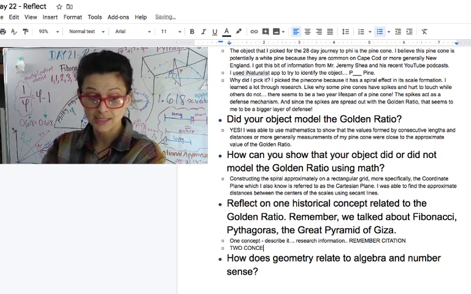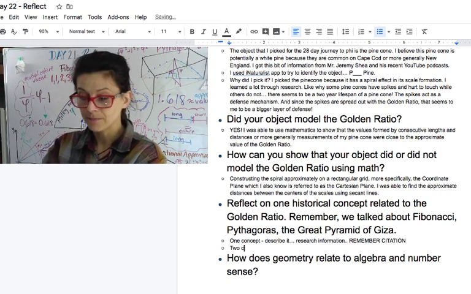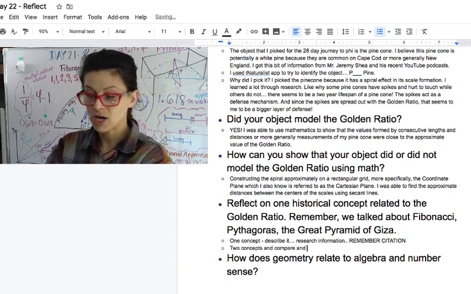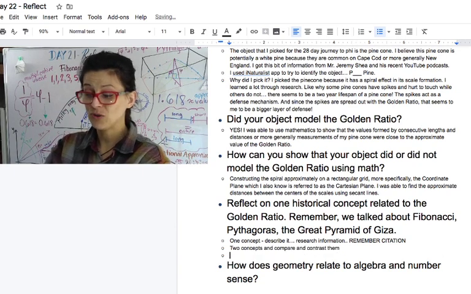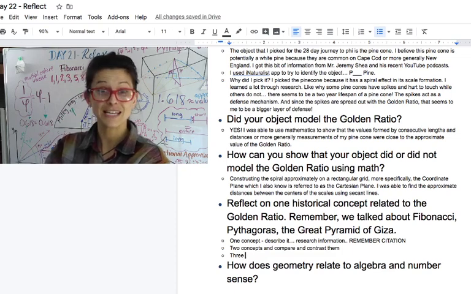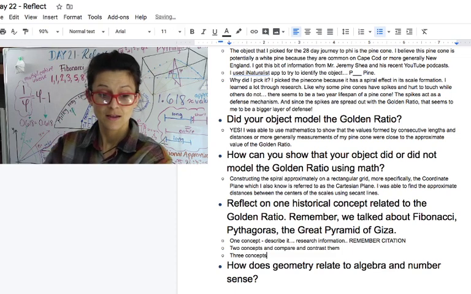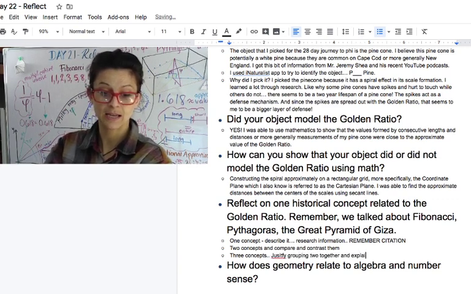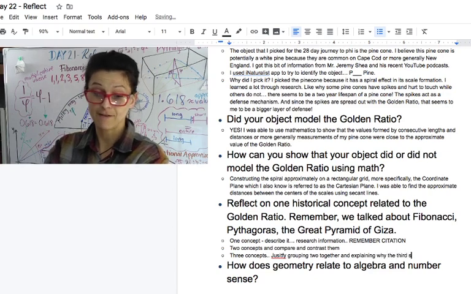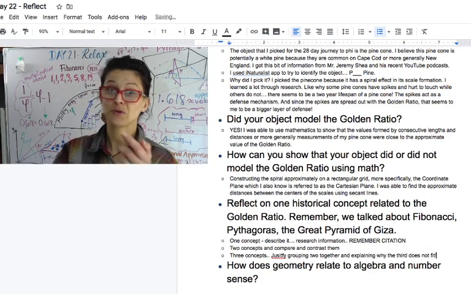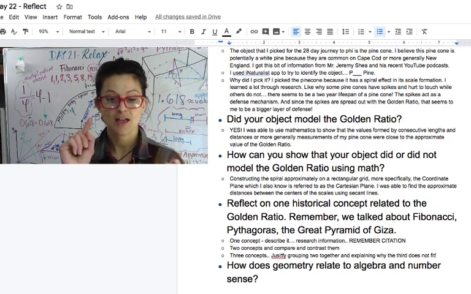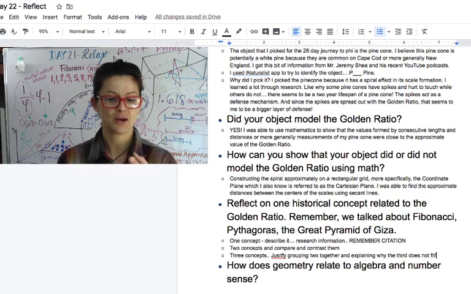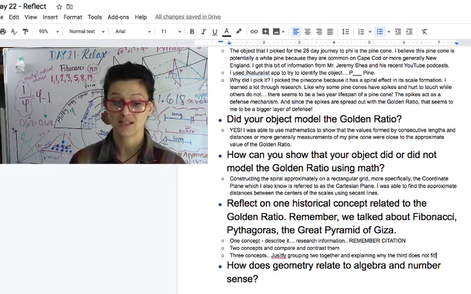But take 2 concepts if you need something more and compare and contrast them. And then if you think, well, I'm ready for even more, take 3 concepts, justify grouping 2 together and explaining why the third does not fit. That'd be a cool exercise. Does Fibonacci fit better with Pythagoras or the Great Pyramid of Giza? Or does Pythagoras fit better with the Great Pyramid of Giza or Fibonacci, and why are they paired together and the third one is an outlier?